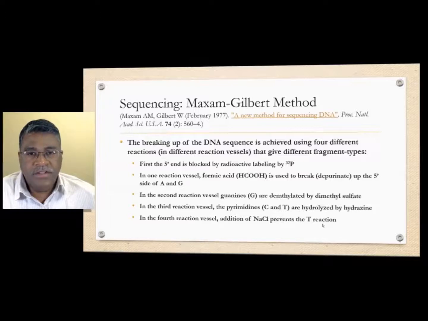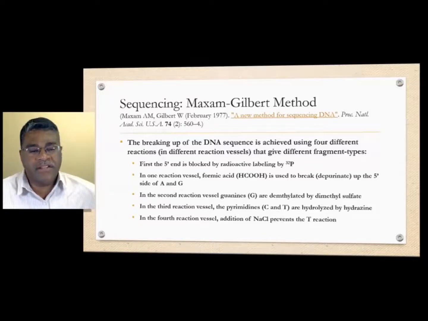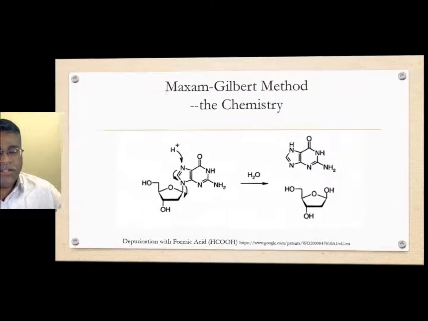Okay, so 4 different reaction vessels, 4 different reactions going on for the exact same sample fragment that is systematically fragmenting this sequence in the DNA sample, and we know with great specificity exactly where the fragmentation occurs. So once we understand what those fragments look like, we can then go in and reassemble them into the sequence of interest. Okay, so let's begin to look at the chemistry.